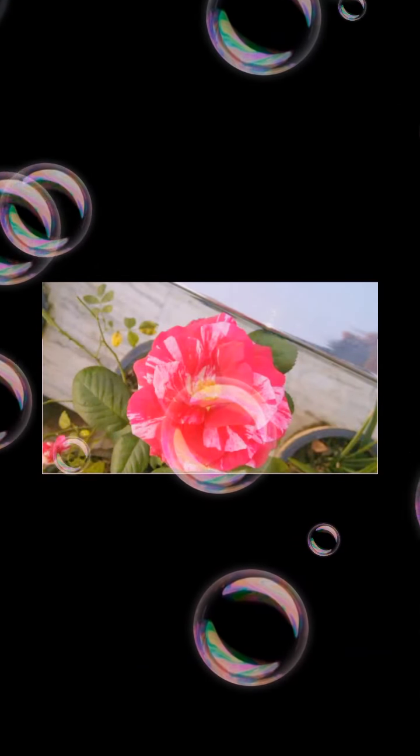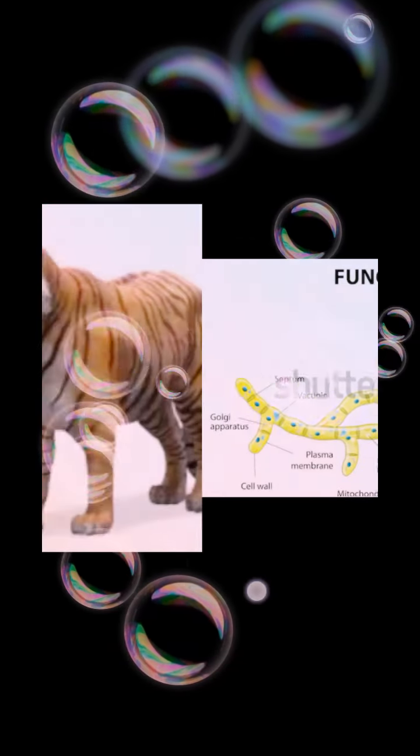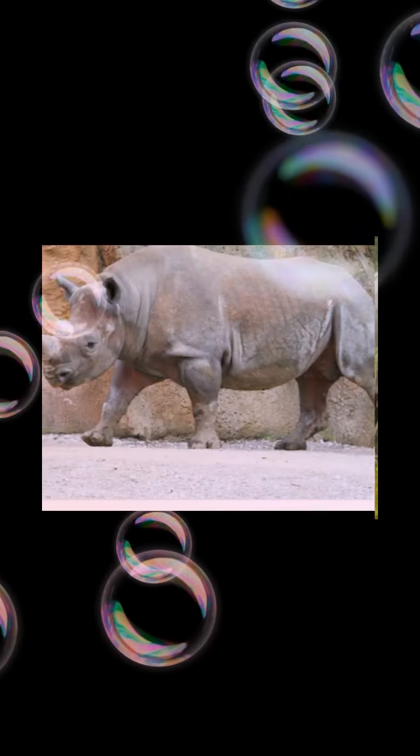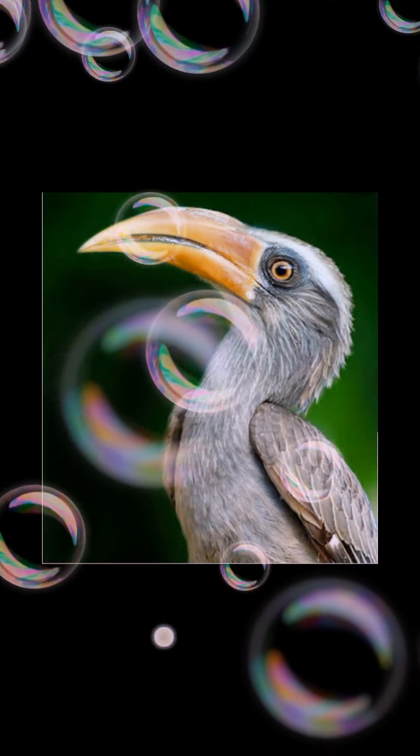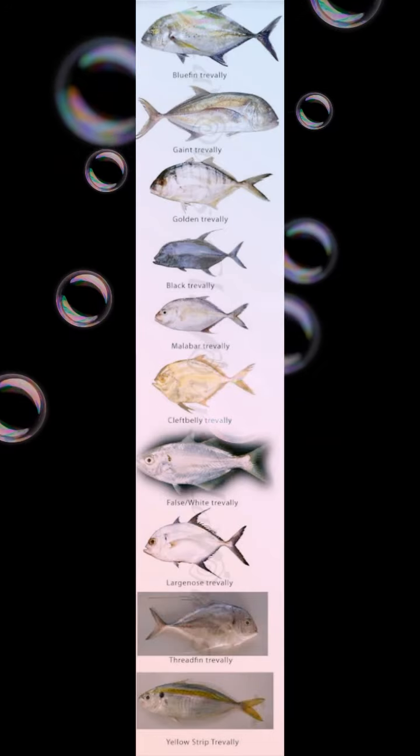And you can also see non-flowering plants, that is ferns, then algae, then fungi, which are considered non-flowering plants. And 90,000 species of animals can be seen in our country, and a rich variety of fish can be seen.